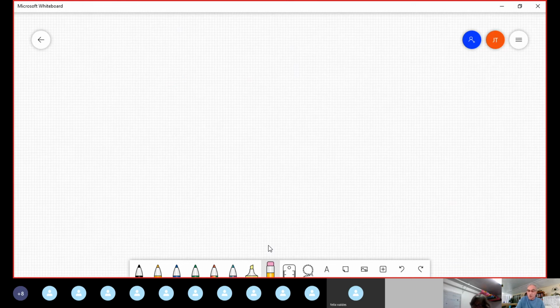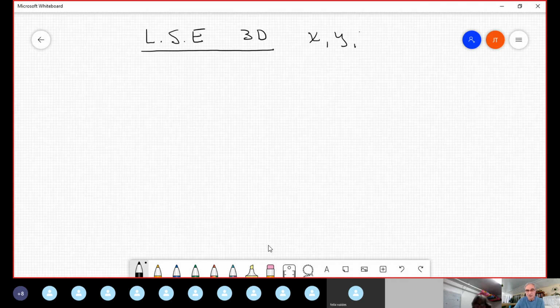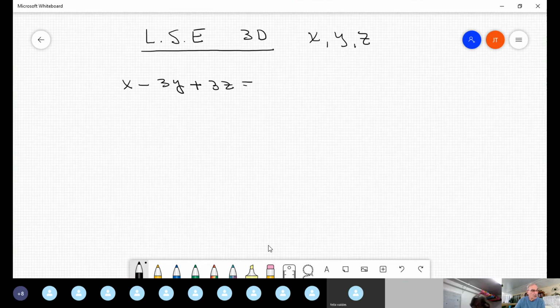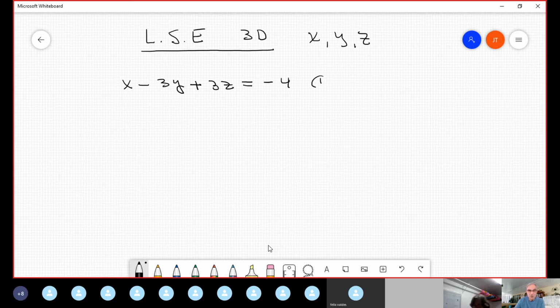Okay. Now let's move on. And for the rest of the time we have to investigate the problem in 3D. This is a linear system of equations, but in 3 dimensions. In 3 dimensions, we have 3 variables, x, y, and z. Suppose this elementary example. Suppose x minus 3y plus 3z equal -4. And this is my equation number 1.